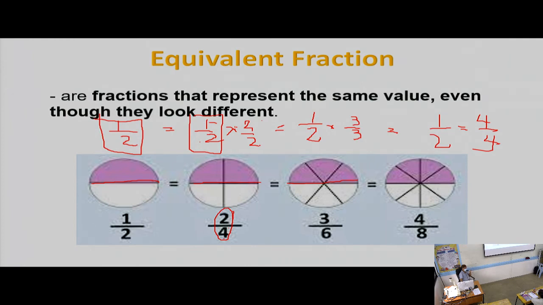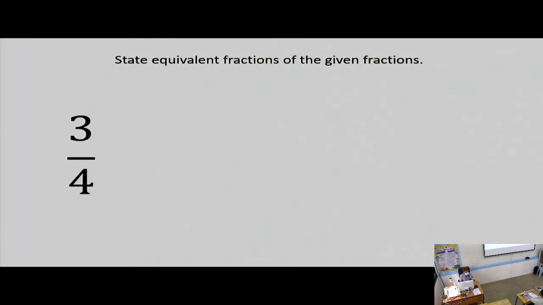Okay? Also 3 over 6. You just multiplied it by 3 over 3. Also 4 over 8. You just multiplied it by 4 over 4. But still, they are equal since they are both 1 over 2. Understand? Okay, can you give me an equivalent of 3 over 4?